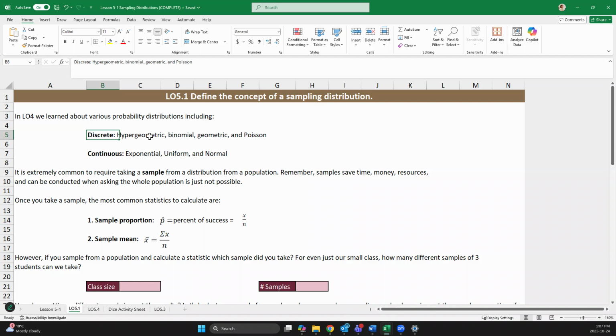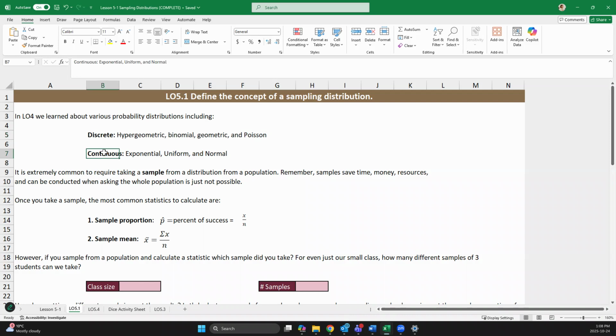Our discrete distributions were the hypergeometric. That was like when you're choosing different colored balls from a bag. The binomial, which is when you have only two possible outcomes, a success or a failure, and you look at the probability of those outcomes happening. The geometric is when you will keep doing an experiment until the first failure or success. So kind of like the binomial with successes or failures, but instead of having a definite amount of times you do the experiment, you do it until you achieve a certain outcome. And then finally, the Poisson distribution, which was about having an average rate parameter, lambda, for some kind of events happening randomly over a period of time.